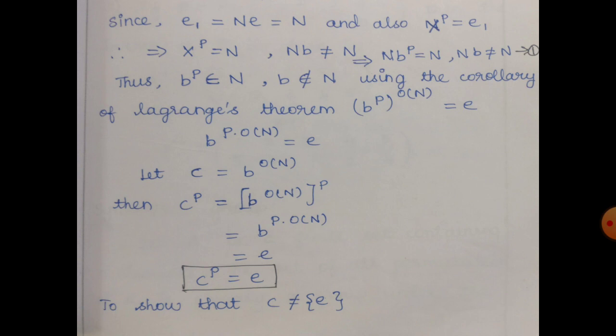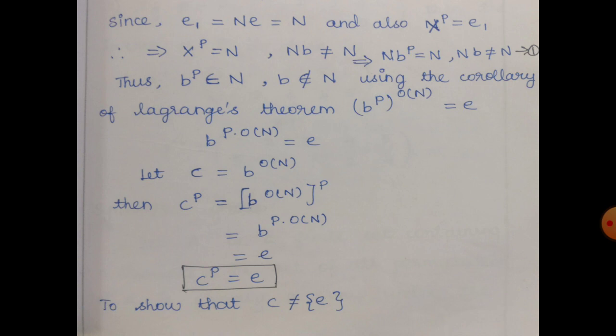Since E1 is equal to N·E, that is equal to N, and also X^p is equal to E1, this implies X^p is equal to N, because E1 is equal to N. So X^p is equal to N, but Nb is not equal to N. So this implies (Nb)^p is equal to N, and Nb is not equal to N. Put this as equation number 1. Thus b^p belongs to N, which means b does not belong to N.